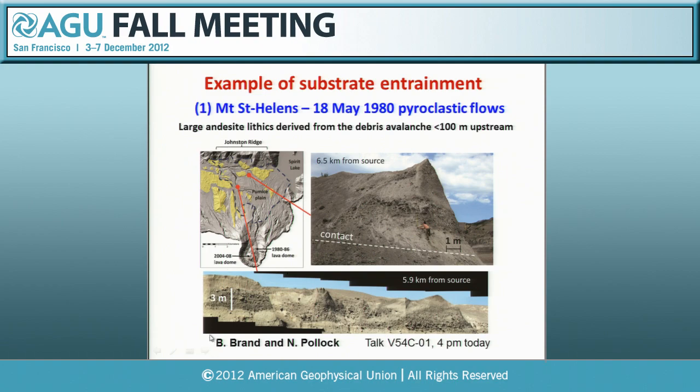So there are several field examples of substrate entrainment by pyroclastic flows. This occurs at Mount St. Helens for the flows that occurred on May 18, 1980. These pyroclastic flows propagated on the debris avalanche deposit that formed just before them. These are pictures of outcrops at a distance of several kilometers from the vent, showing that the pyroclastic flow deposit contains large blocks of andesite mixed with the fine ash matrix. These blocks are clearly derived from the debris avalanche deposit that is present at a distance less than 100 meters upstream. This is based on field observations by Brandon Pollock.